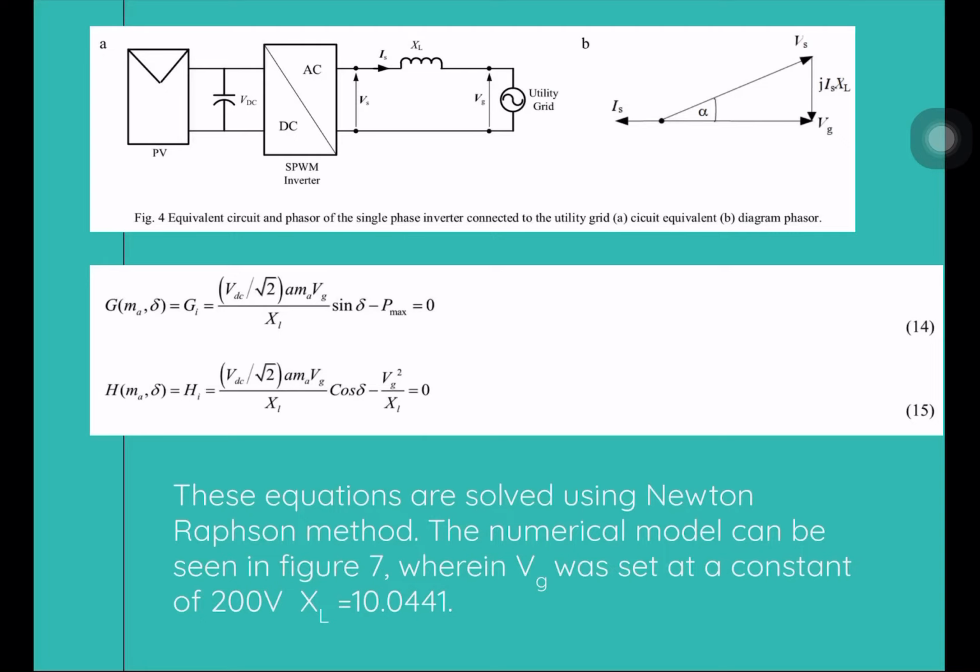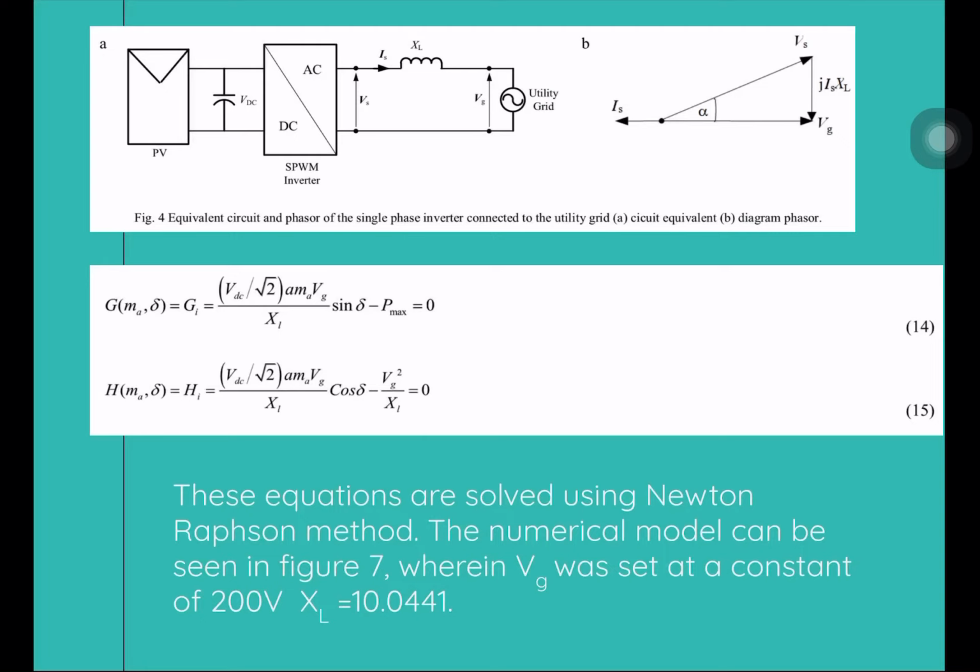So in equation 14, we have a function of MA and del, wherein MA is our modulation index. So we have our VDC over square root of 2 multiplied by A, which is our transformer ratio, multiplied by MA, multiplied by VG, which is the voltage of our grid, divided by XL, which is our reactance. And this is multiplied by sine del minus our Pmax equals 0.